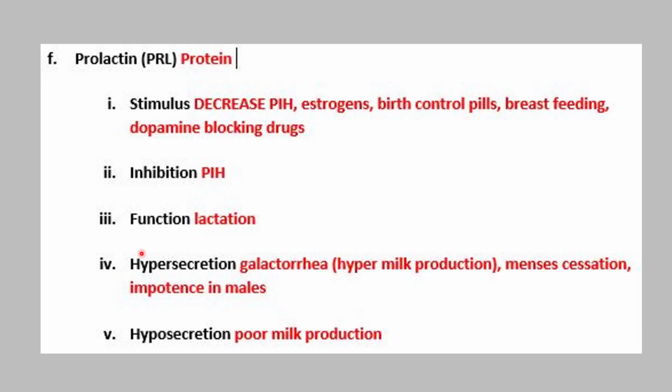If we have too much PRL, so hypersecretion, we get something called galactorrhea. Galactorrhea is just excess milk production. But we can also get cessation of menses, so it could cause a woman to stop having her period. In males, it can cause impotence if there is too much prolactin. Hyposecretion is poor milk production. So if you are not making enough prolactin, then not enough milk can be produced.